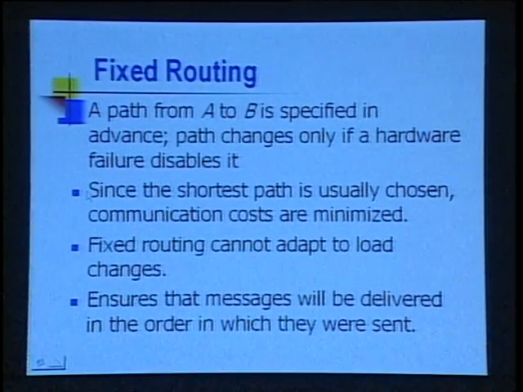Since the shortest path is usually chosen, communication costs are minimized. But there is a problem in fixed routing: it cannot adapt to load changes, although it ensures that messages are delivered in the order in which they were sent. Since we have already determined in advance what the route is, that route cannot adjust itself if there is a change in the load along that route. Whatever sequence the messages are sent in, they will be passed on and received in the same sequence.